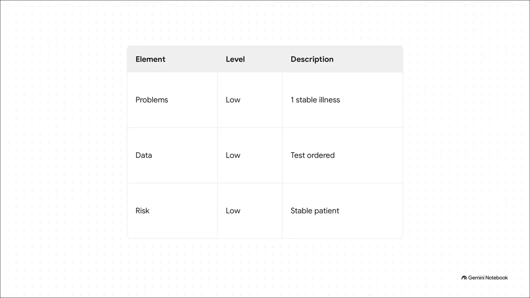Looking at data, the physician ordered a unique test, the HbA1c. That right there satisfies the data element for low complexity. And for risk, managing a stable patient generally carries a low risk of morbidity. We actually met all 3 columns here. But remember, just managing that stable chronic illness and ordering a unique test easily secures the 2 required elements we need to confidently stamp this chart as low MDM.